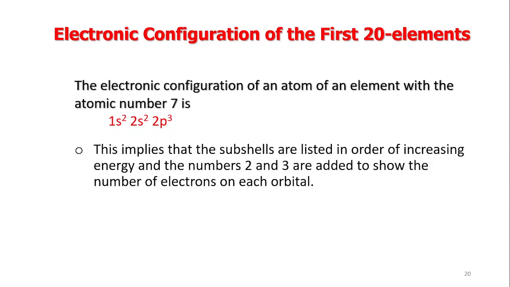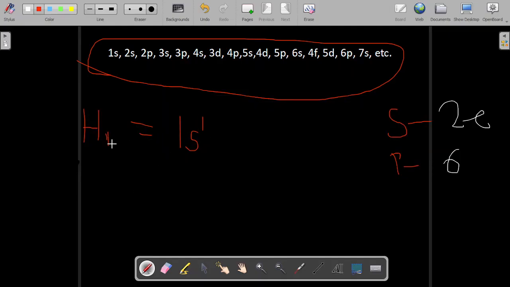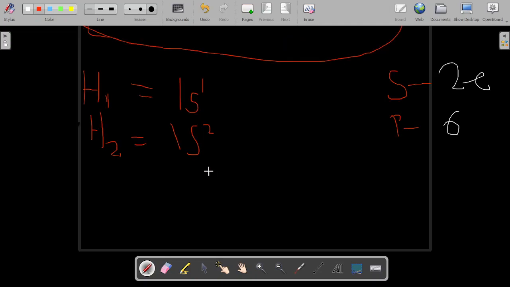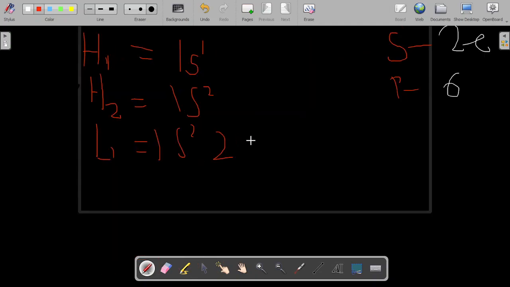Here 1 is the atomic number of hydrogen, so that is the electronic configuration of hydrogen. For helium, which is 2, we have 1s2. For lithium, which is 3, we have 1s2, since the maximum number of electrons that can be contained by s is 2. Then we move to the next one, 2s, so 2s1. That's 2 plus 1, which is 3.